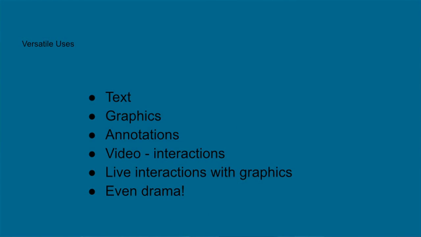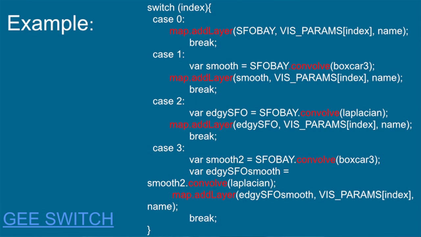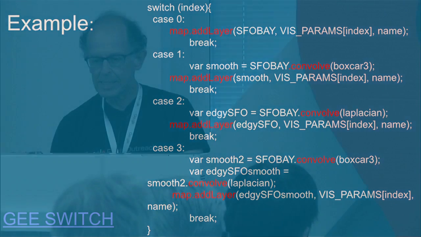Versatile uses include text, graphics, and you can read all that, and even conflict resolution. Here's the example we're going to do today. 4 cases. Note the indexing, and you'll notice that I make a mistake in the video. It's like, where is Waldo? You find it. You can see the functions in red, map.addLayer and convolve. So now we'll run the video.